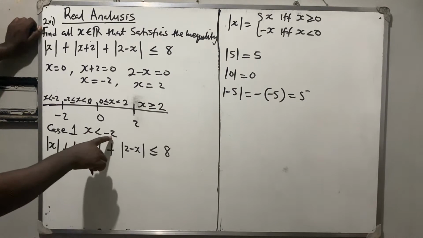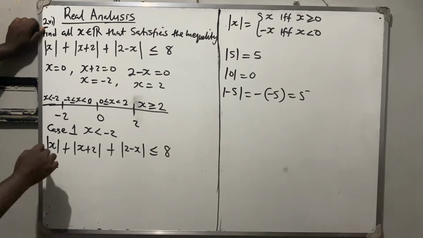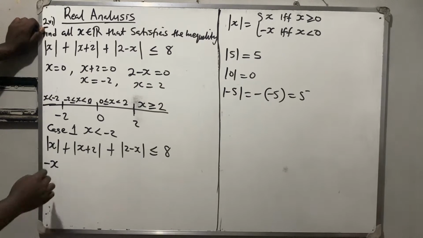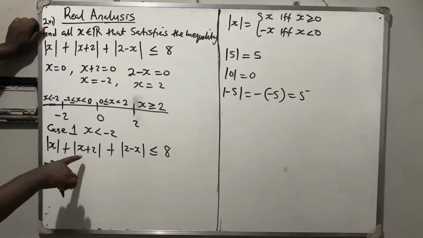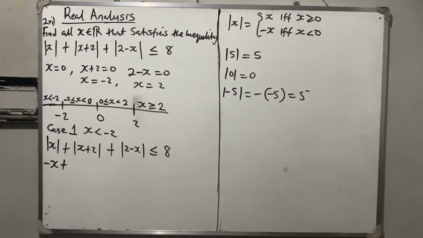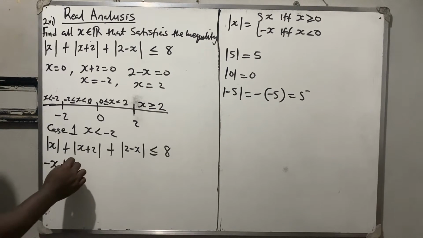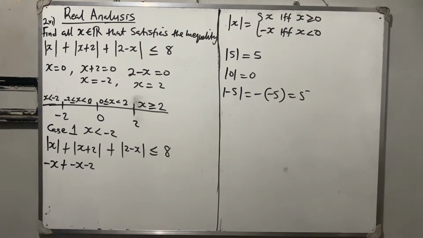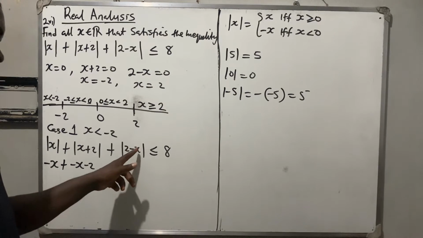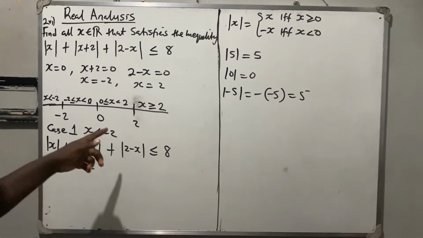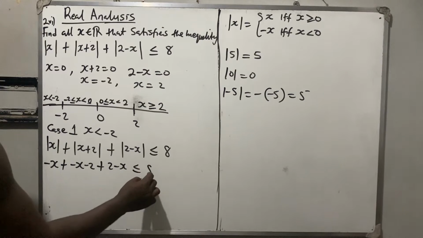So when x is less than minus 2, for example minus 3, if I put minus 3 here, that means x is negative. So I'm having the absolute value of a negative number, which is negative of itself, plus, if I put minus 3 here again, minus 3 plus 2 will give you minus 1, which is a negative number. So the absolute value of a negative number is negative of itself. So I'm having negative x, negative 2. Now, if I still put minus 3 here, I'm going to have 2 minus minus 3, which will give you a positive number. So the absolute value of a positive number is that number itself, 2 minus x, which is less than or equal to 8.